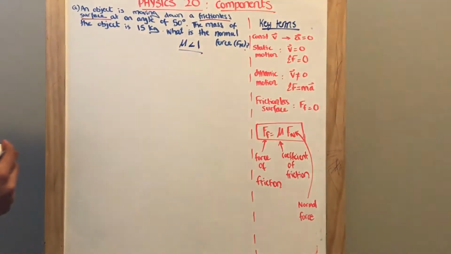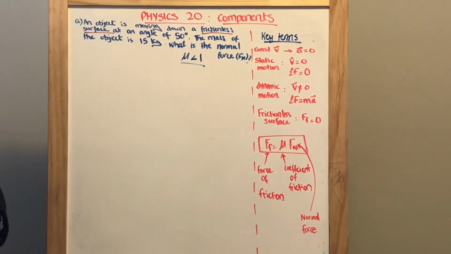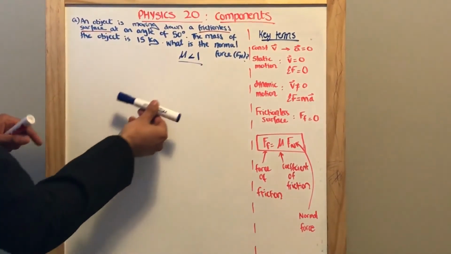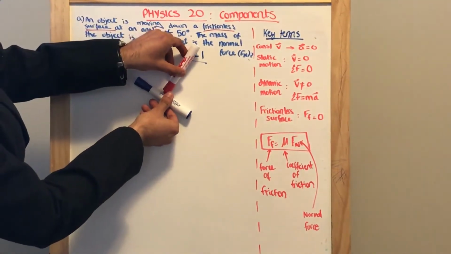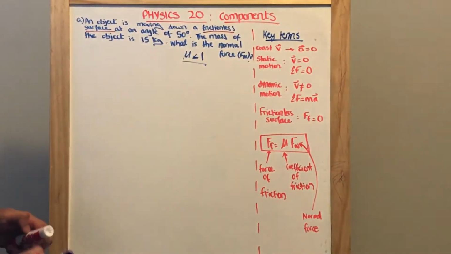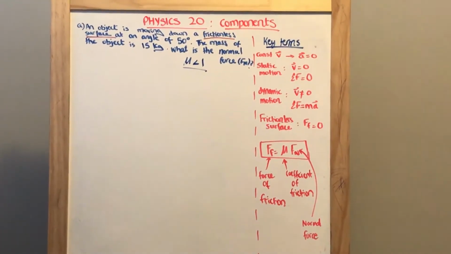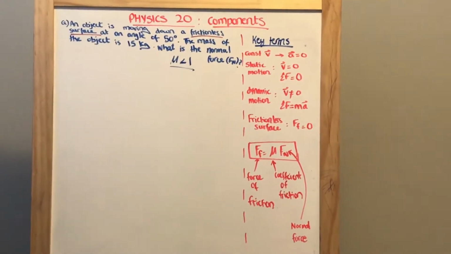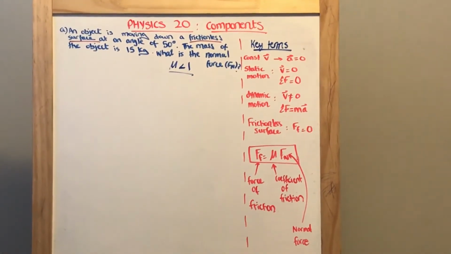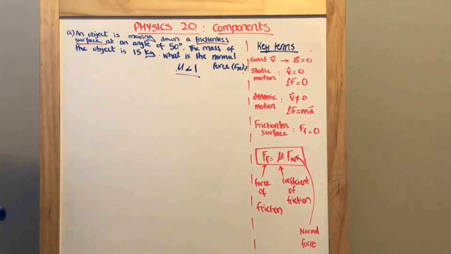In terms of the normal force, that is the force acting perpendicular to the given surface. So let's just assume this is my inclined plane, my normal force is going to be acting in this direction. So now let's begin with the question. The question says, an object is moving down a frictionless surface at an angle of 50 degrees. The mass of the object is 15 kilograms. What is the normal force?